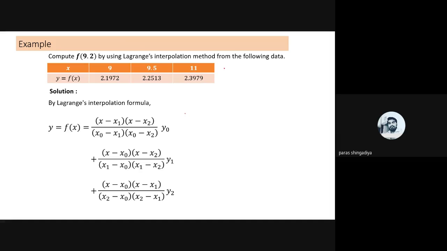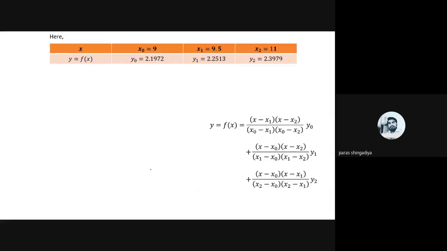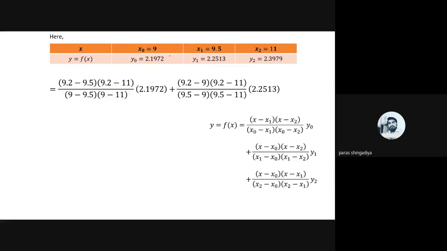If four values are involved, then the formula will be different. If two values are involved, then each step will be different. Right now three values are given in this table: x0, x1, and x2. So as per these three values, we'll first define this formula, and then replace the values from this table and take each and every step. That is simple calculation, just differences and divisions only, and we can get the answer.